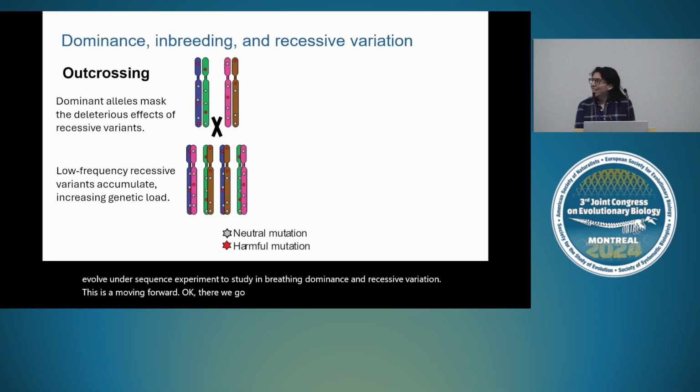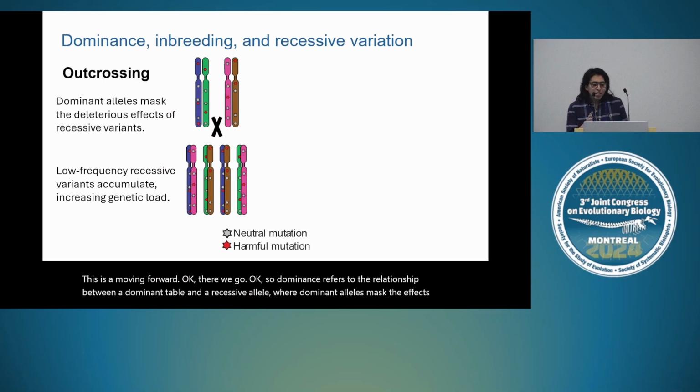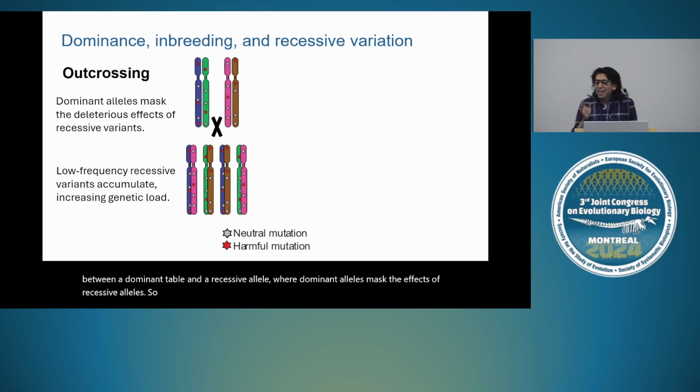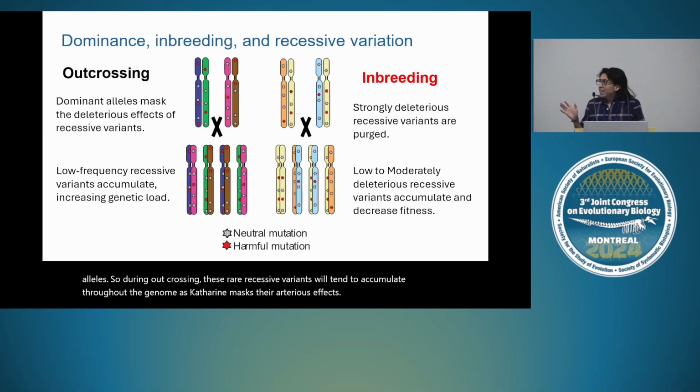So dominance refers to the relationship between a dominant allele and a recessive allele, where dominant alleles mask the deleterious effects of recessive alleles. So during outcrossing, these rare recessive variants will tend to accumulate throughout the genome as heterozygosity masks their deleterious effects. During inbreeding, these deleterious variants become homozygous, and the deleterious effects become exposed. If these deleterious effects are strong, they will be purged from the population.